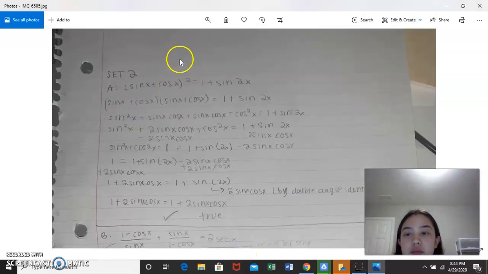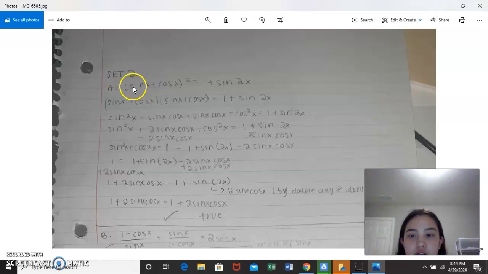Okay, so for problem 1 set 2, I said that A was true. Here I just started out by expanding this squared sign. I did that, then I multiplied it out. Then I saw that this sine x, cosine x was written twice, so I did 2 sine x cosine x plus cosine squared x. Then I subtracted this 2 sine x cosine x and put it on this side.